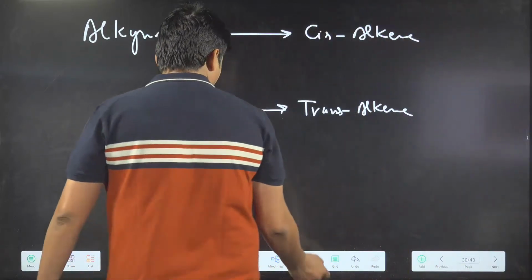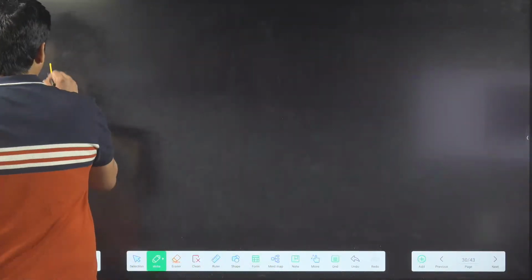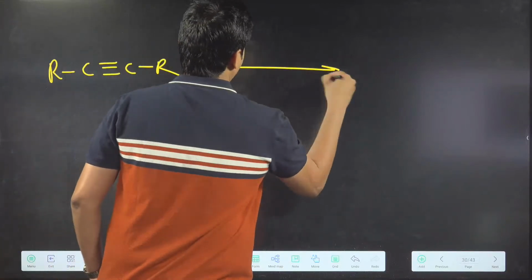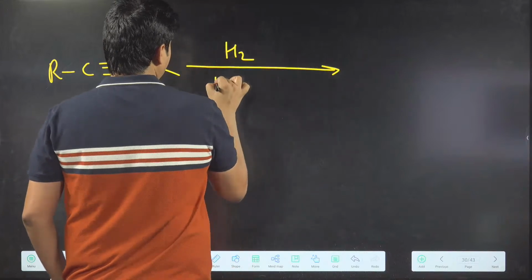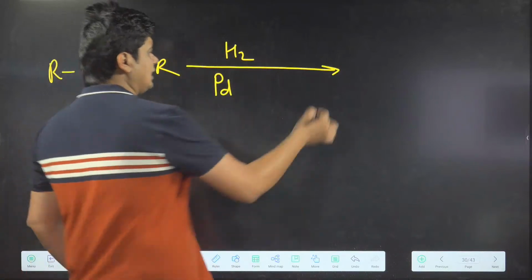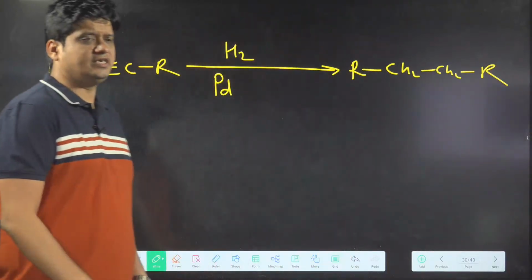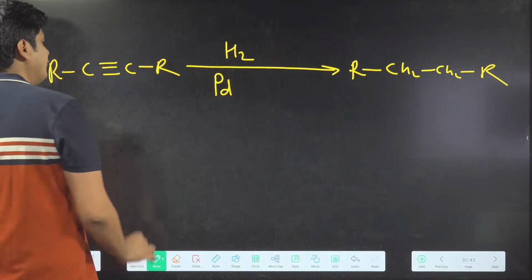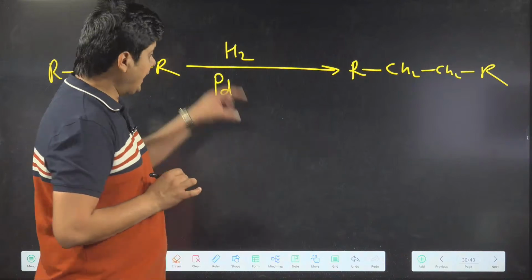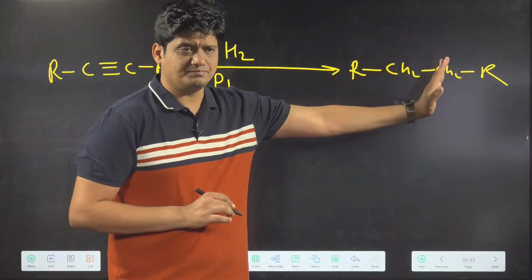Now come to the preparation of alkene. So now we have alkyne, RC triple bond CR. We are treating with H2 and Ni, Pd or Pt. Let's say Pd. What will happen? This alkyne is reduced into alkane. Now we want to stop this reaction at alkene. Listen carefully. H2/Pd is reducing alkyne up to alkane.